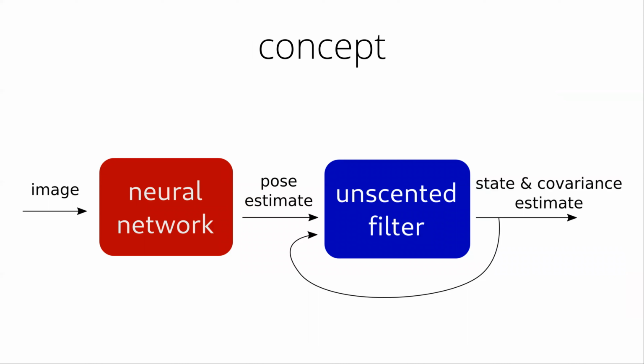The concept of this paper can be summarized by this diagram, where we have an image being input into a neural network, which outputs a pose estimate. We can consider the neural network to be analogous to a sensor. The pose estimate will get fed into the unscented filter, which will produce a state and covariance estimate, and then we'll iterate through each frame of the video.